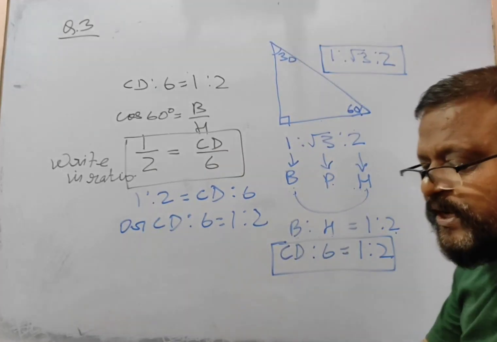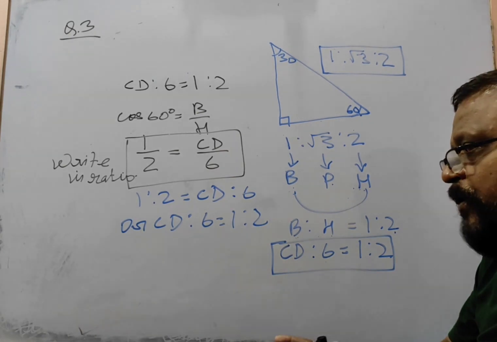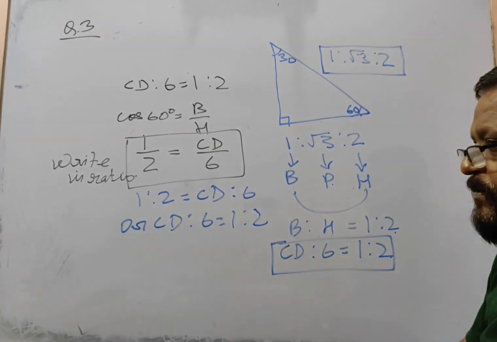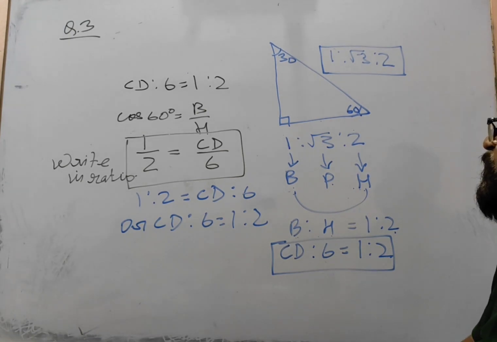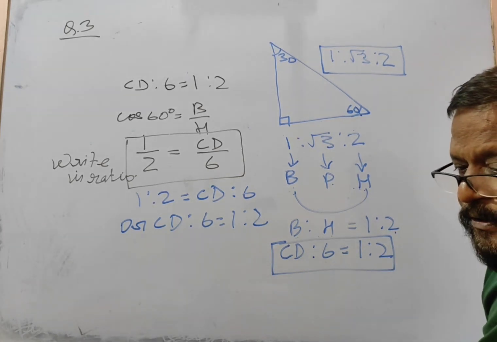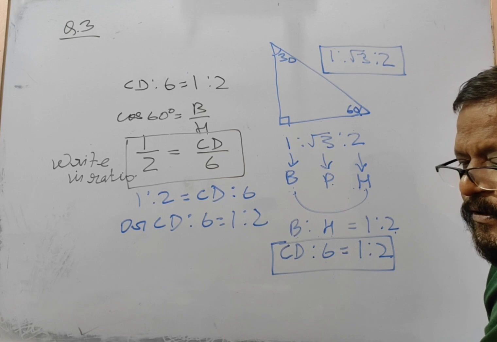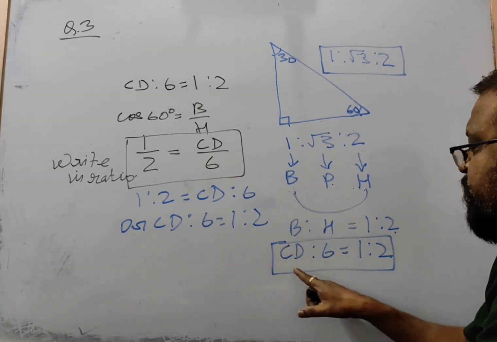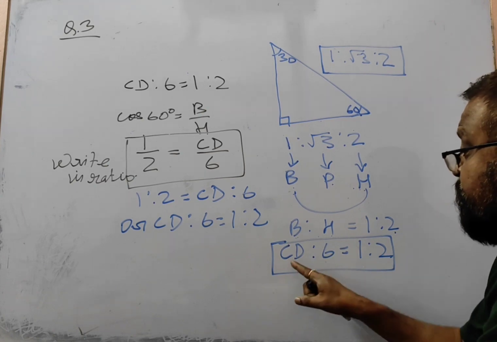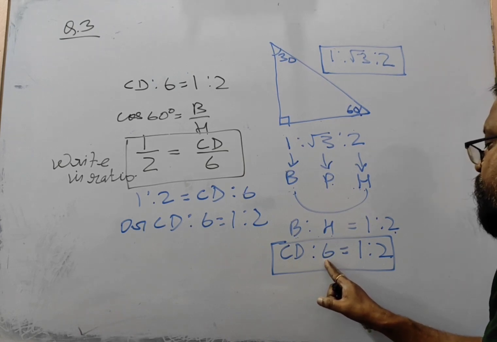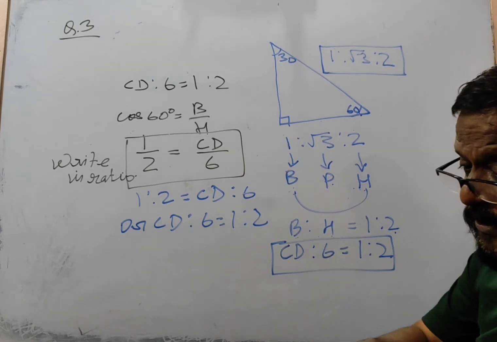That looks very easy, but on the back of the solution, there is a lot of working. CD is base. Hypotenuse is 6. It is given to you.